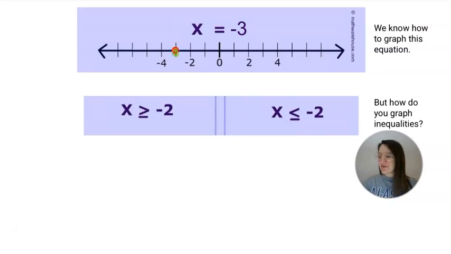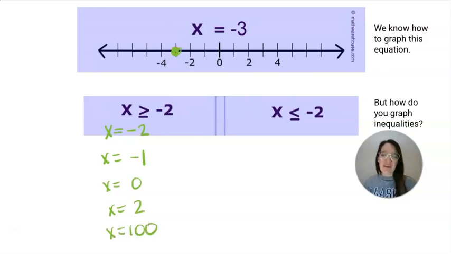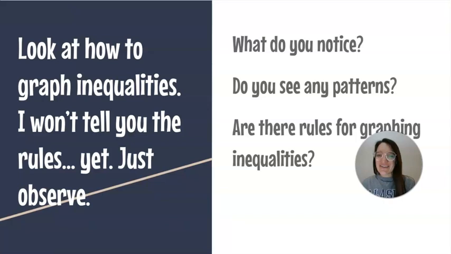All we have to do is put a little dot, look, there is -3. But we've been learning about inequalities, and we know that the solution to this could be a lot of things, right? What is greater than or equal to -2? Well, -2 is. But x could also be -1 because that's greater than -2. X could be 0. X could be 2. X could be 100. How do we graph these inequalities when there's like millions of possibilities, right? That's what we're going to learn today.